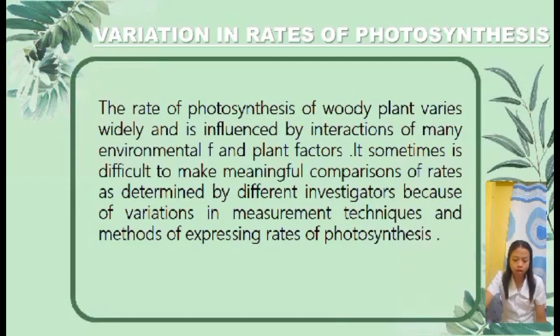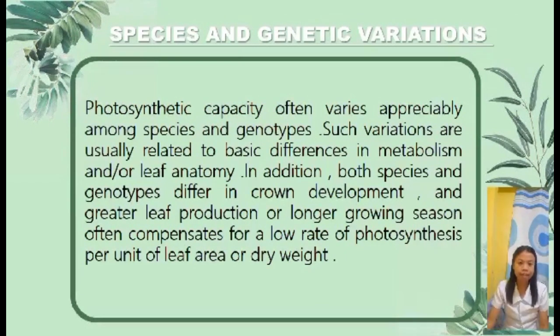So, next is nutrient levels. Adequate levels of essential nutrients such as nitrogen and phosphorus are necessary for optimal photosynthetic activity. So, species and genetic variations. Photosynthetic capacity often varies appreciably among species and genotypes. Such variations are usually related to basic differences in metabolism and/or leaf anatomy. In addition, both species and genotypes differ in crown development, and greater leaf production or longer growing season often compensates for a low rate of photosynthesis per unit of leaf area or dry weight.